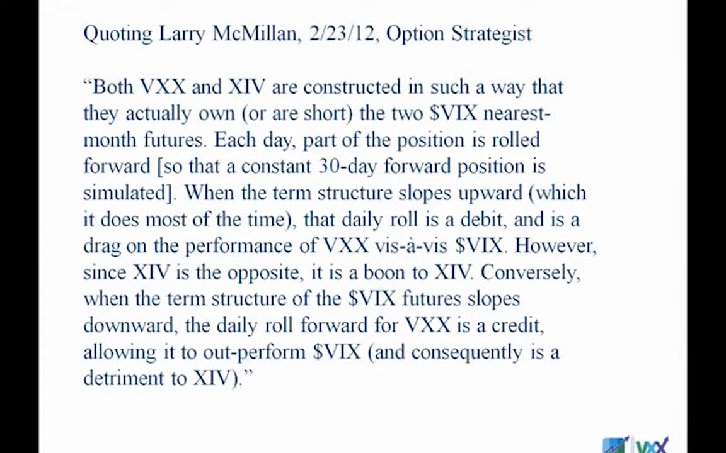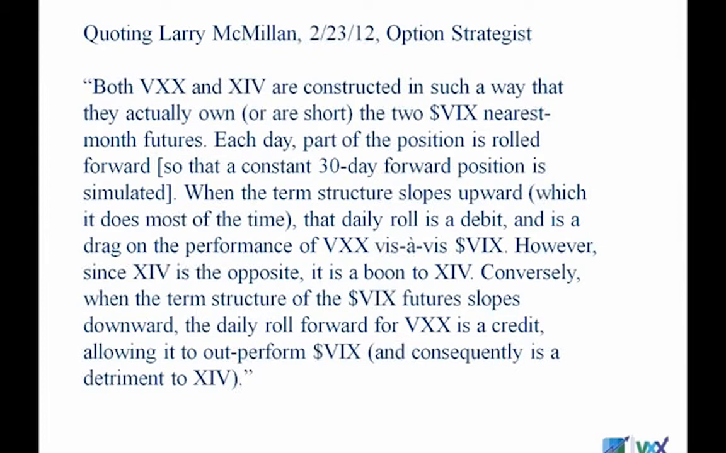Both the VXX and the XIV are constructed in such a way that they actually own, like in the VXX, or are short, like in the XIV, the two VIX nearest month futures. Very important. Each day, part of the position is rolled forward so that a constant 30-day forward position is simulated. Now, when the term structure slopes upward, like what I just showed you, which it does most of the time in a bull market, that daily roll is a debit and is a drag on the performance of the VXX. I'm going to show you an example of this in just a second, so don't worry. I'll make it very clear. However, since the XIV is the opposite, that daily roll is a boon to the XIV.